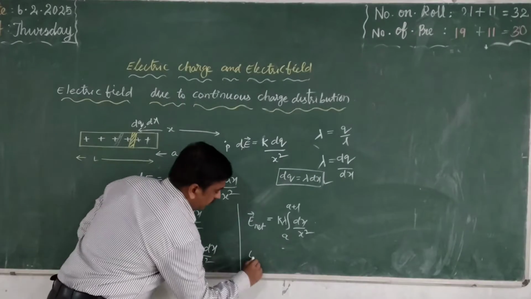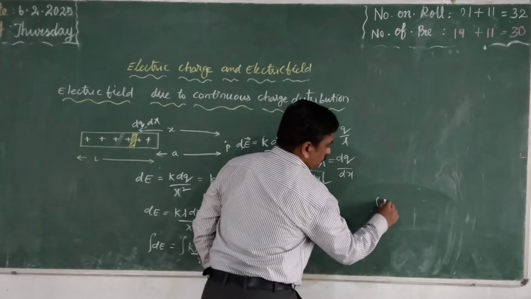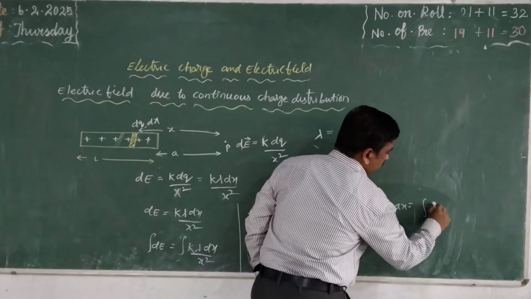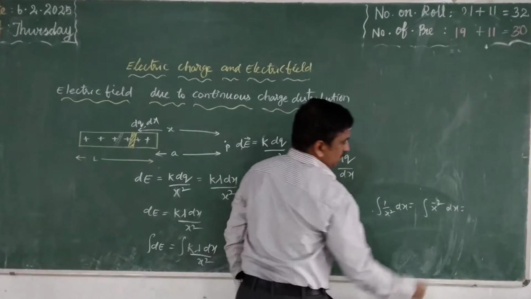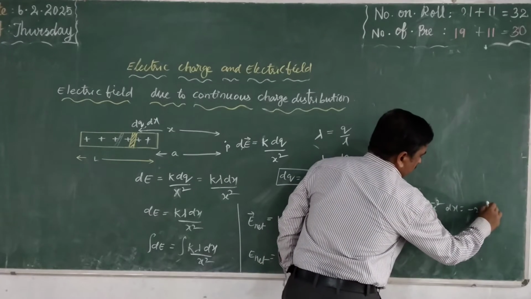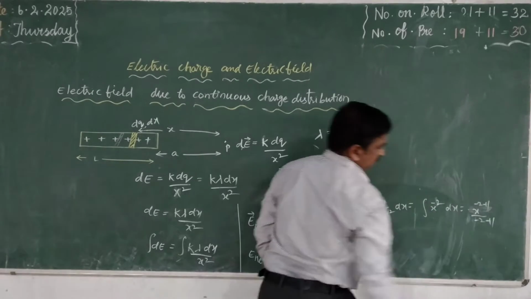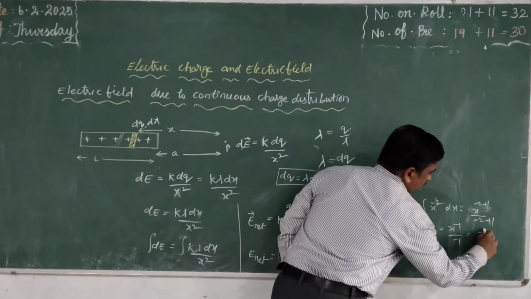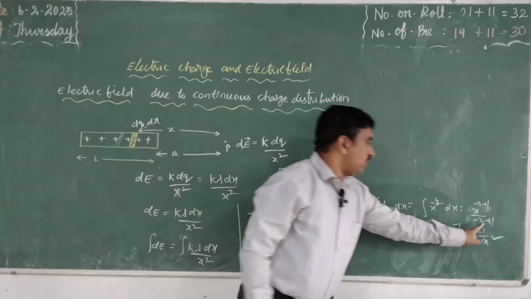So E net equals k lambda integral 1 by x square dx, which is the integral of x power minus 2. Integral of x power n dx is x power n plus 1 by n plus 1, so x power minus 2 plus 1 by minus 2 plus 1, which is x power minus 1 by minus 1, meaning minus 1 by x. The integral of 1 by x square dx is minus 1 by x.